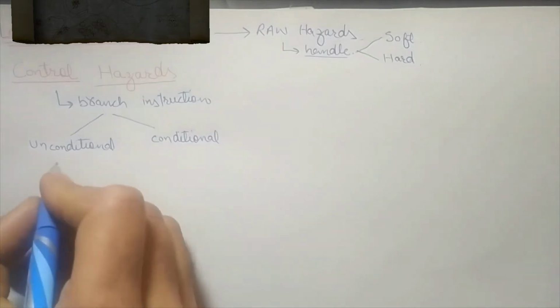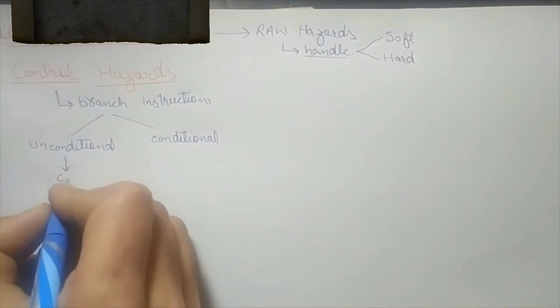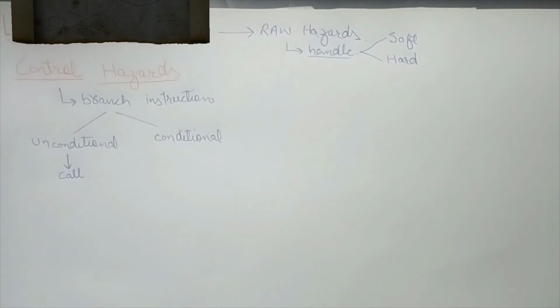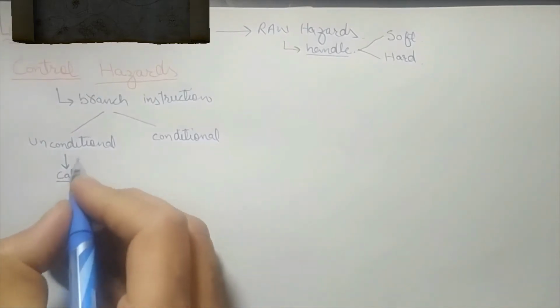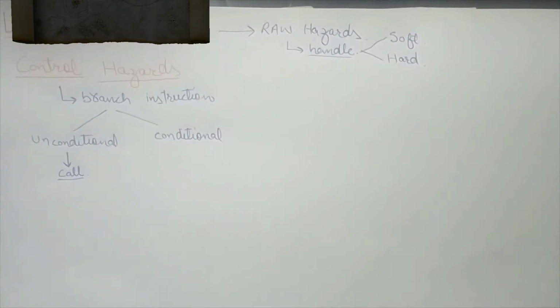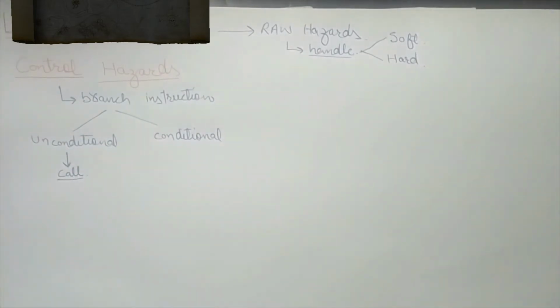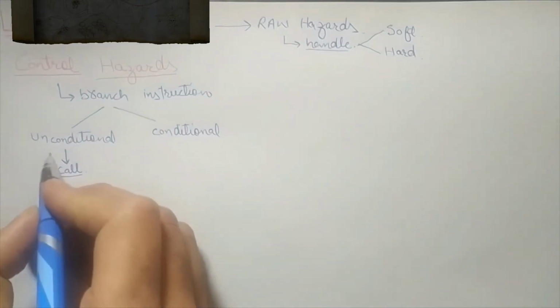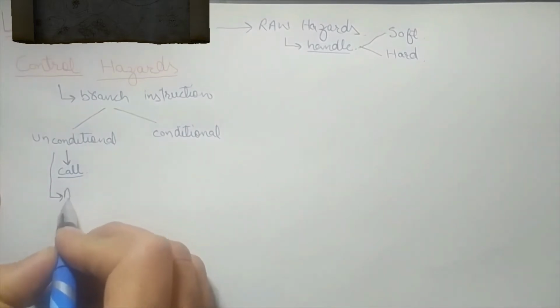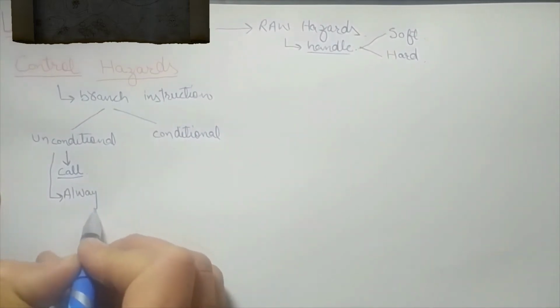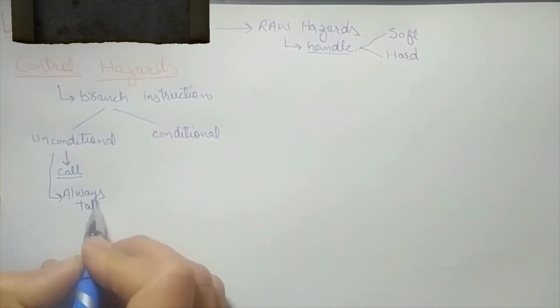For example, call. Call is a branch because it is changing the program execution from one location to another location. So call is a branch and it is an unconditional branch, meaning whenever we have a function call, that particular branch will always be taken. So an unconditional branch is always taken.